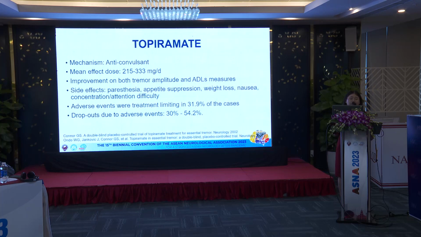Topiramate is an anticonvulsant medication. Many studies show an improvement in both tremor amplitude and activities of daily living measures. Side effects of topiramate include paresthesia, appetite suppression, weight loss, nausea, and concentration or attention difficulty. Adverse events were treatment limiting in 31.9% of cases. The discontinuation rate due to adverse events is quite high, from 30% to 54.2%.